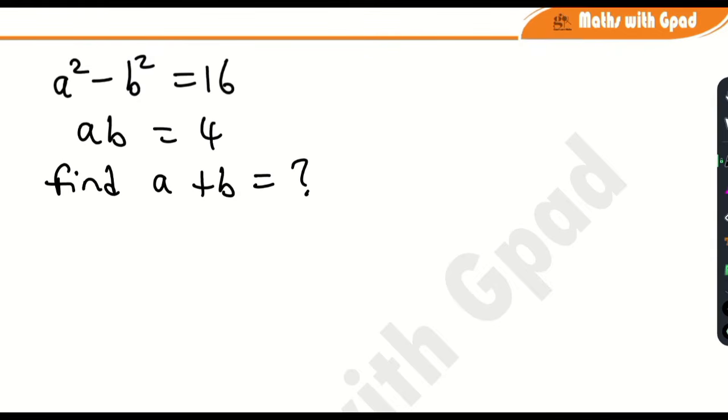In this video I'm going to be finding the value of a plus b. As you can see here, we have two equations. a squared minus b squared is equal to 16 and then ab is equal to 4, but we need to get the value of a plus b.